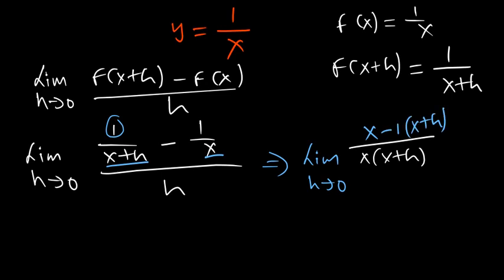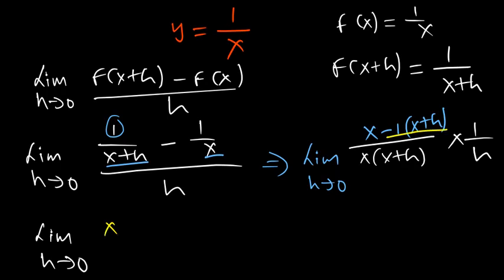Now don't forget that we are dividing the entire term by the h on the bottom. Dividing by h is as good as multiplying by 1 over h, with actually no difference. So on our next step, the limit as h approaches 0, let's write what we have. On the top, we're going to have x.